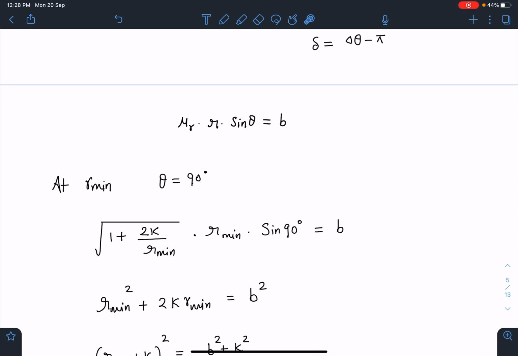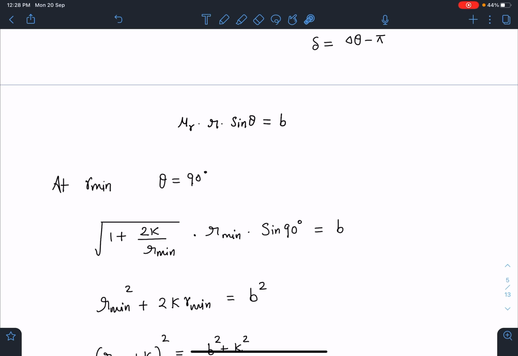It is a slightly mathematical approach here. Let's see another approach for this problem. Now this is the solution given by Pritesh here. So mu r into sine theta equal to b.